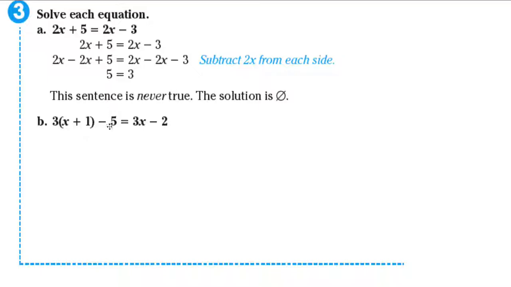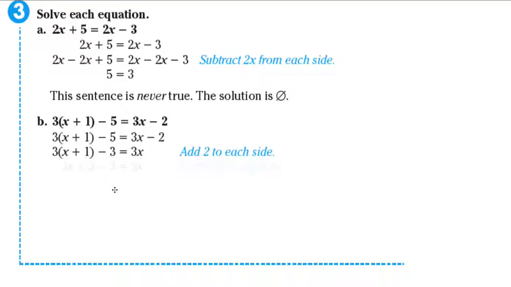Okay? Take a look at the next example. You have 3 times the quantity x plus 1 minus 5 equals 3x minus 2. Okay, first things first, we need to simplify this expression by getting rid of the parentheses. So we use the distributive property. Well, before using the distributive property, you add 2 to both sides, and you end up with 3 times the quantity x plus 1 minus 3 equals 3x.